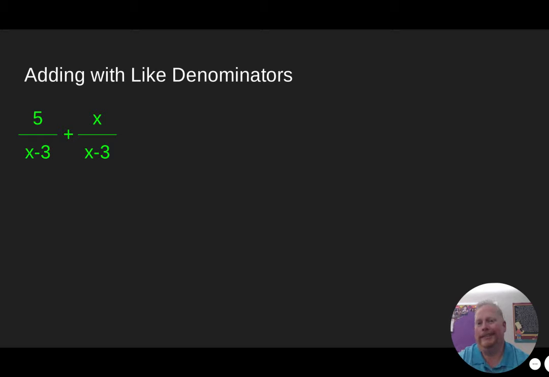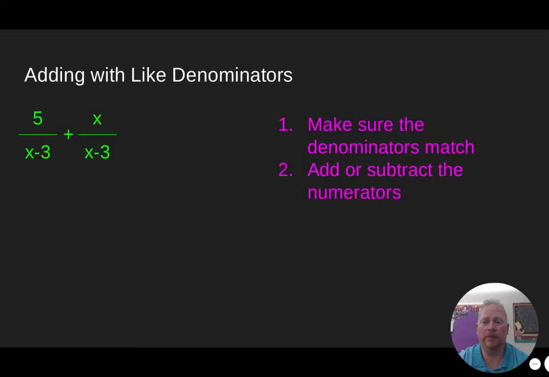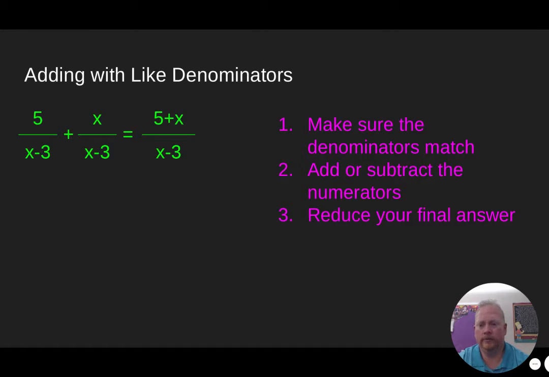So let's do it not fourth grade style, but let's do it with rational expressions. So here I have 5 over x minus 3 plus x over x minus 3. So step 1, make sure your denominators match, which they do. Step 2, go ahead and add your numerators. So 5 plus x is just 5 plus x. Okay, not 5x, which means 5 times x, but 5 plus x. So then double check. Do those things reduce? Well, they don't match, and I can't factor anything, so nope, it doesn't reduce.